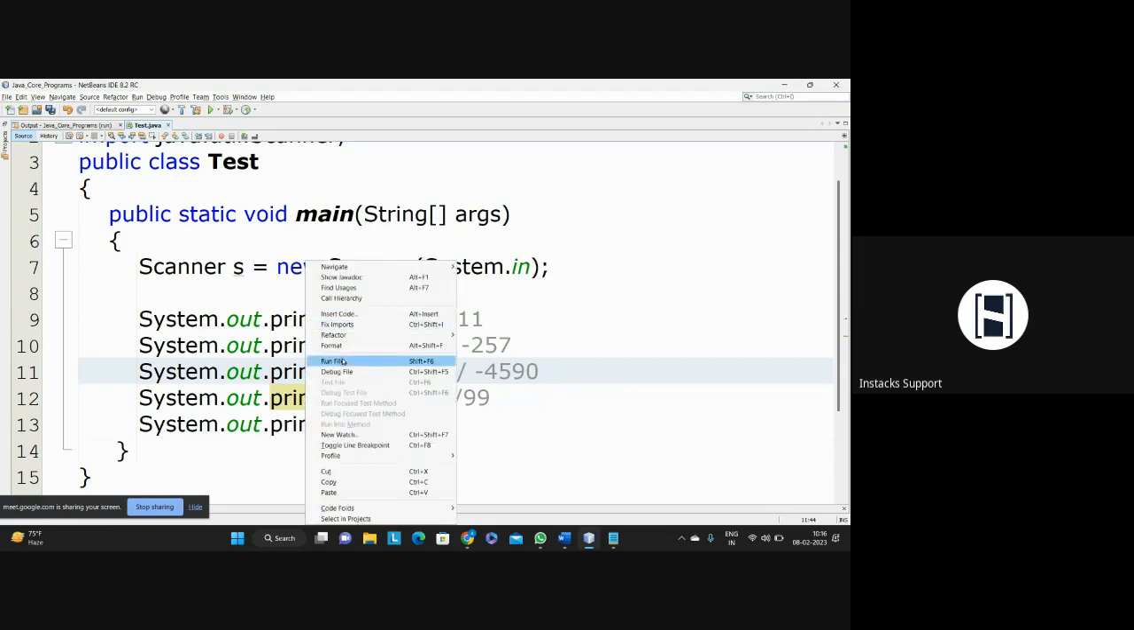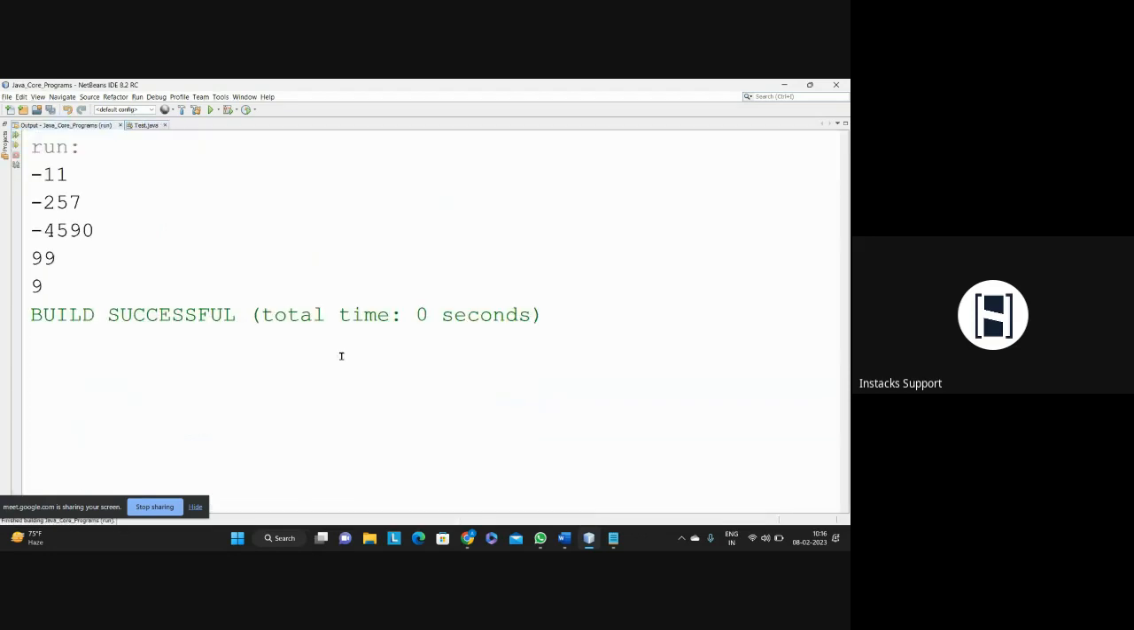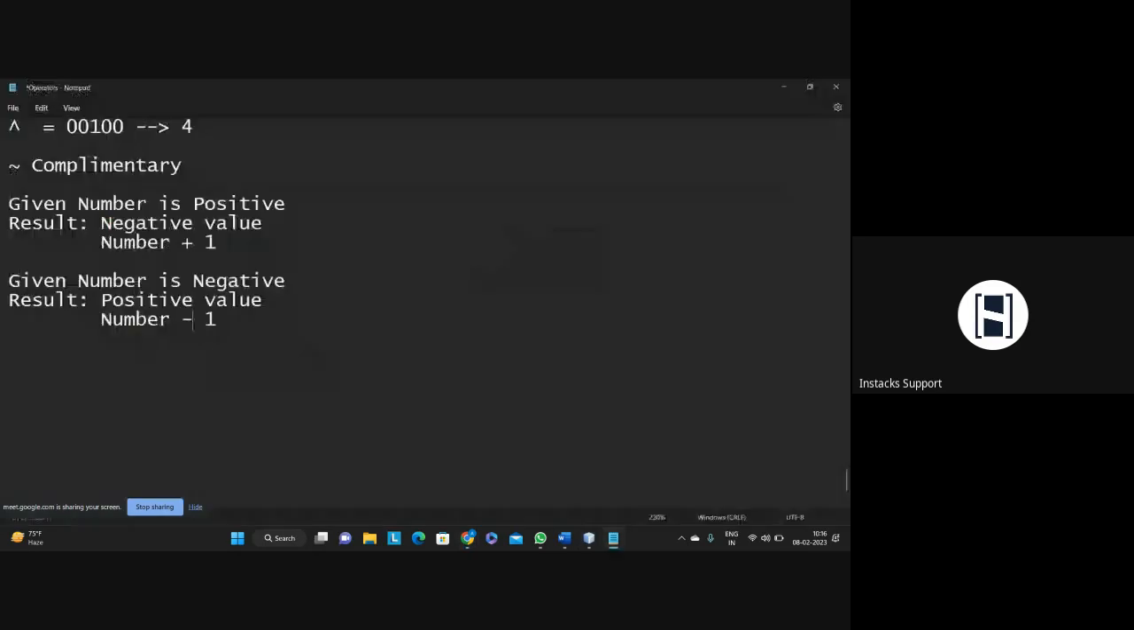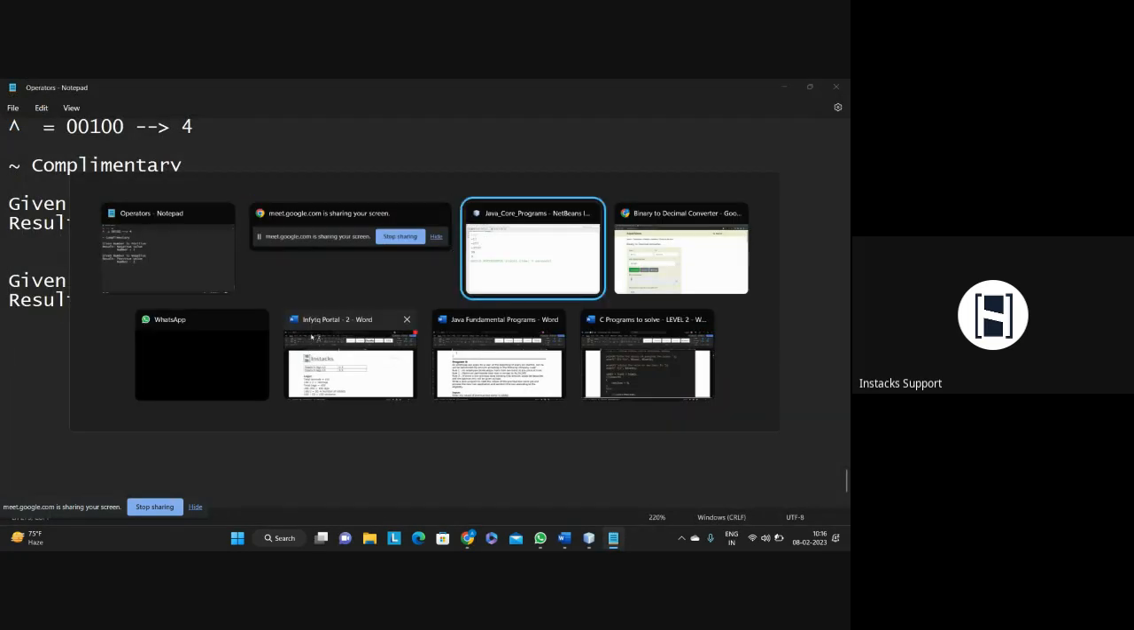Let us cross check, run it. See what numbers you're getting. Same as what we predicted? Yes. That is how our complement operator is going to be working. So, the shortcut method to identify the results of your complement operator, you can just do it like this. Okay, done.